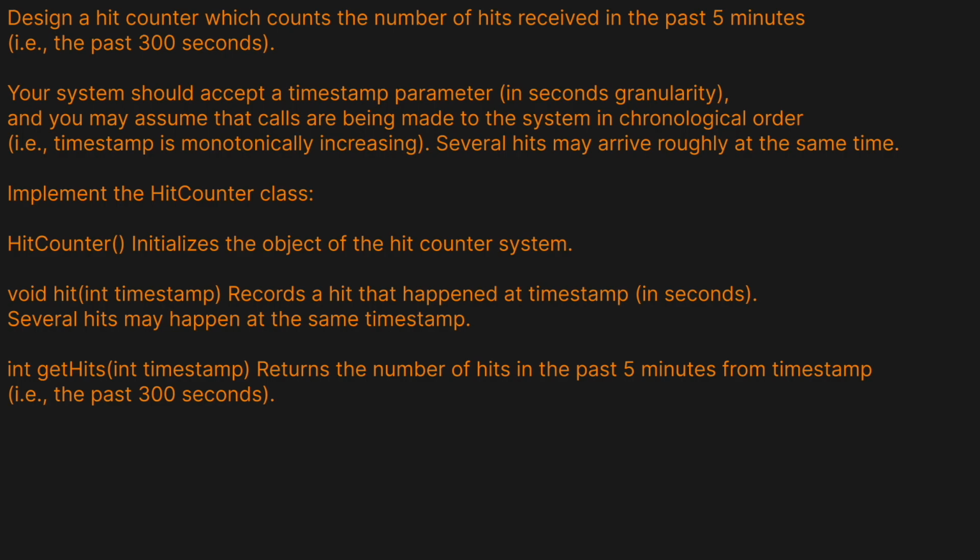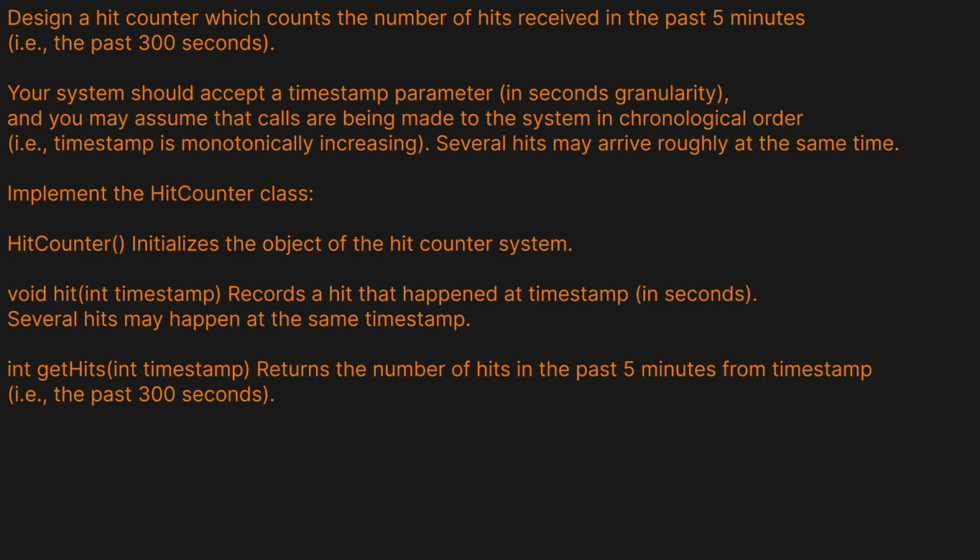What we want to do is implement the hit counter class, and initializing it will just create an object of the hit counter system. We'll also have a method which takes in an integer timestamp called hit, which will record a hit that happened at that timestamp in seconds. And like it said before, several hits may happen at the same timestamp. We'll also have a getHits method, which also takes an integer timestamp, and this is going to return the number of hits in the past 5 minutes or 300 seconds from the timestamp.